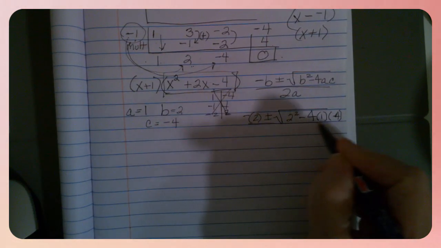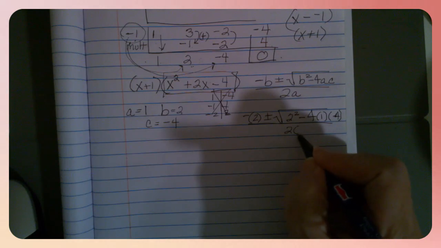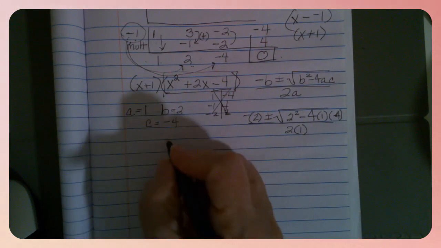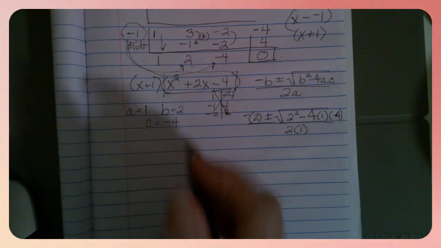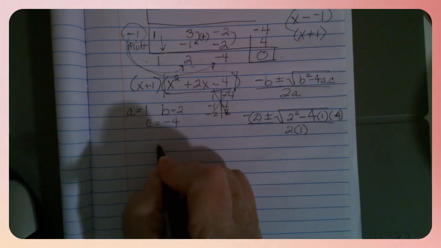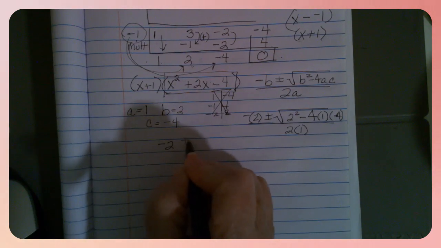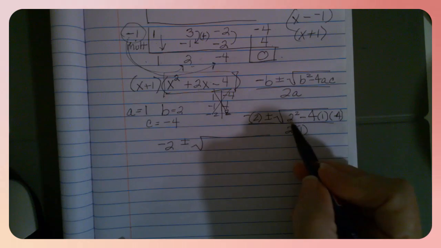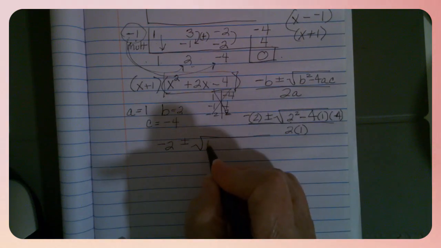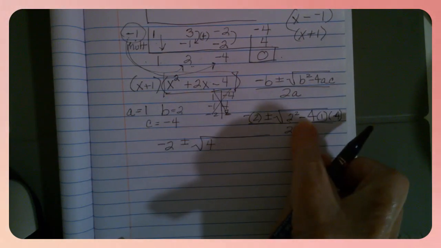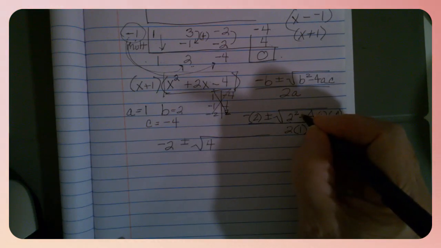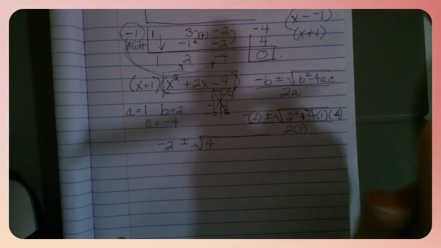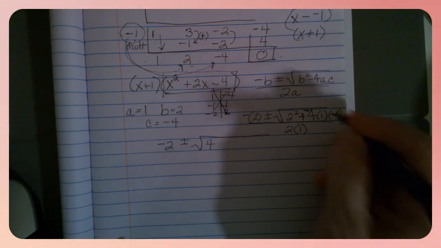All over 2 times a, and a is 1. Okay, so I've got negative, I'm going to move over here, -2 plus or minus the square root of 2 squared, 2 times 2 is 4, minus, let me change that to plus, and pull that negative up here so I don't lose that negative. I already have a negative here as well.